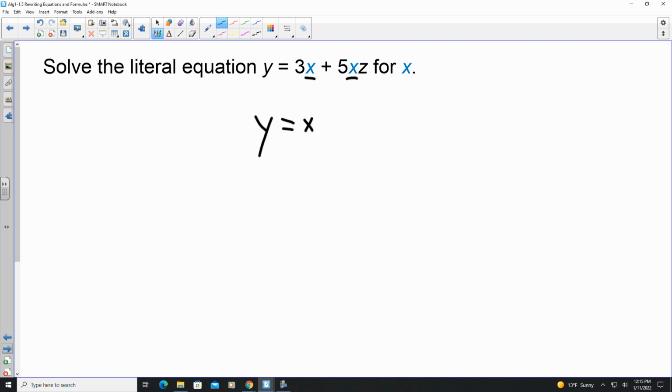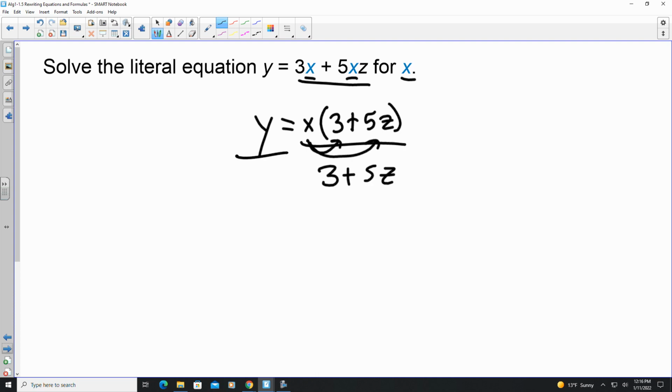So I'm going to put an x on the outside of this equation, and what I'm left with is 3 plus 5z. The reason why we're allowed to do that is if I were to distribute this here and here, I'd get this answer. So why is that helpful? Well, now I only have one variable for x, which is what I'm trying to solve for. So now I can divide 3 plus 5z to both sides, which now gets me x equals y all divided by 3 plus 5z.